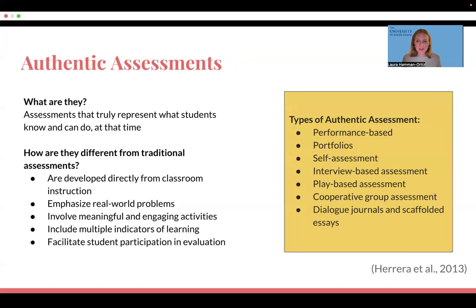And there's many different types of authentic assessment that you read about, from performance-based, so having students do something, whether they're performing a skit, or for giving some other kind of performance of what they've learned.